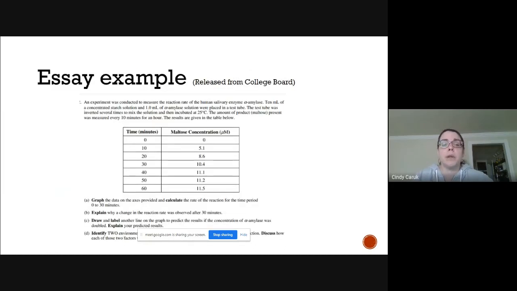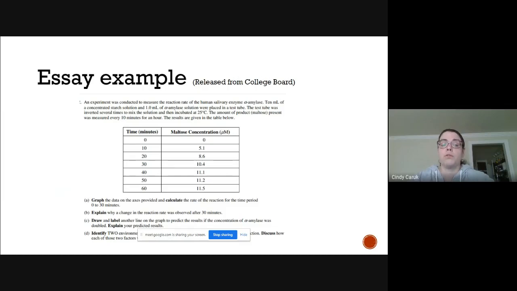This is an example essay. So you can see here, this is on enzymes. You would have to do a graph. You have to do a calculation. So again, science practice skills. You have to do an explanation, so you have to explain the process, right?